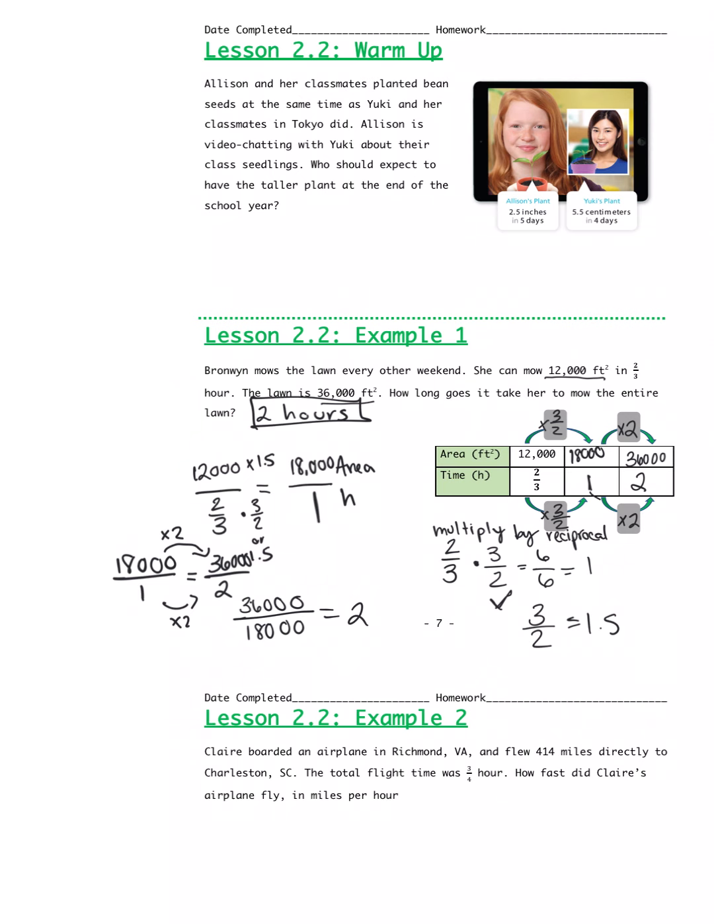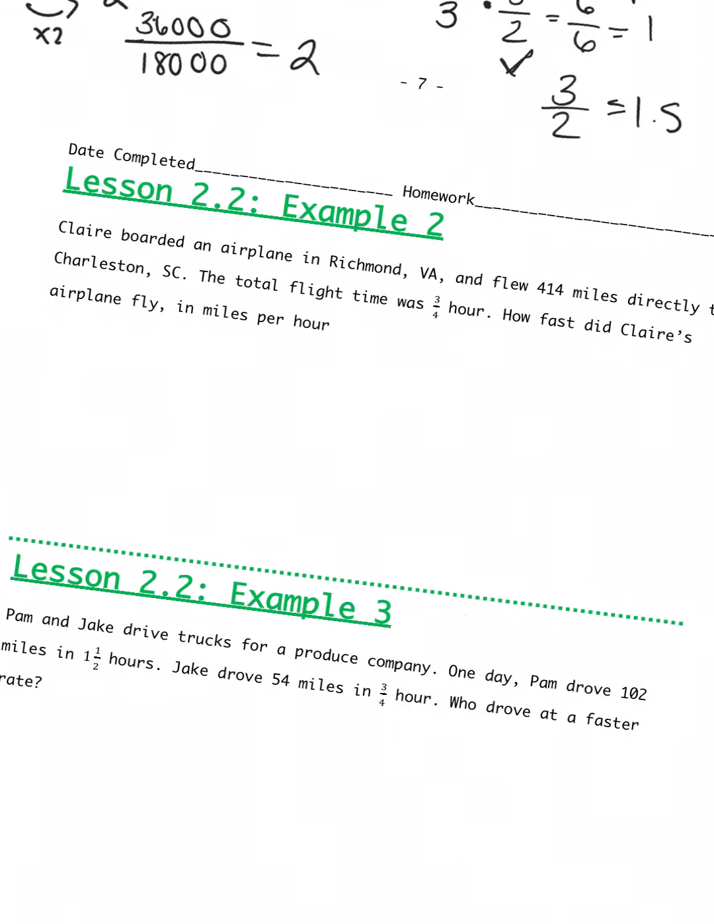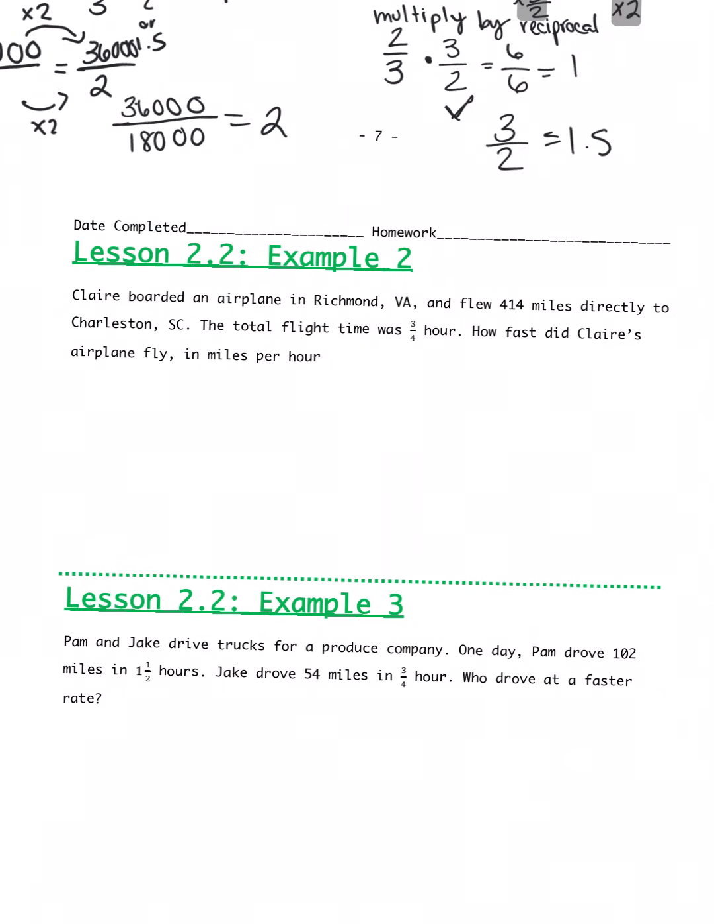So let's try example 2. Let's zoom in. Oh man, it's getting a little wonky. All right, so Claire boarded an airplane in Richmond, Virginia and flew 414 miles. I feel like that's going to be important, so let's underline it. Directly to Charleston, South Carolina. The total flight time was 3/4 hour. How fast did Claire's airplane fly in miles per minute?